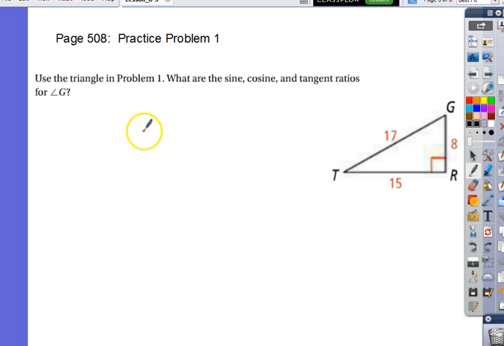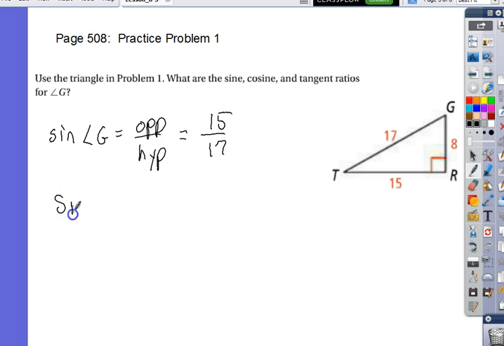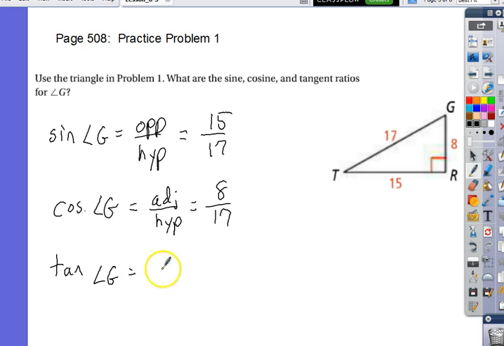So what I want you to do now is use this triangle right here, and find the sine, cosine, and tangent for angle G. All right, so hopefully you were able to find them. The sine of angle G was equal to the opposite over the hypotenuse, which in this case is 15 over 17. The cosine of angle G is equal to the adjacent over the hypotenuse. The adjacent to G would be 8, and the hypotenuse would be 17. And then the tangent of angle G would equal the opposite over the adjacent, which in this case is 15 over 8. So that's all there is to setting up the ratio.